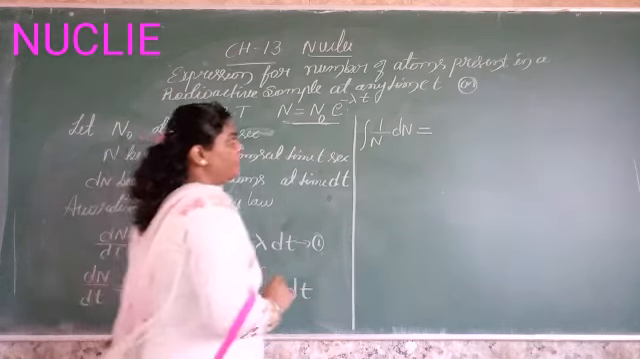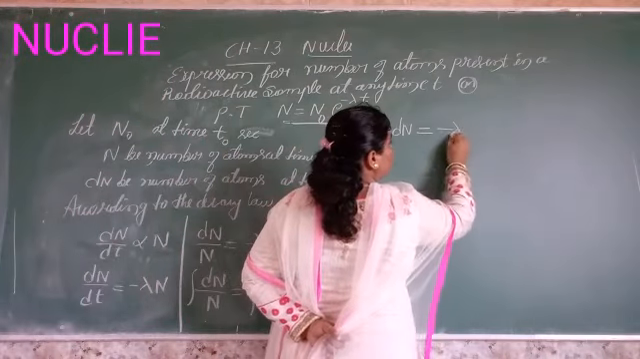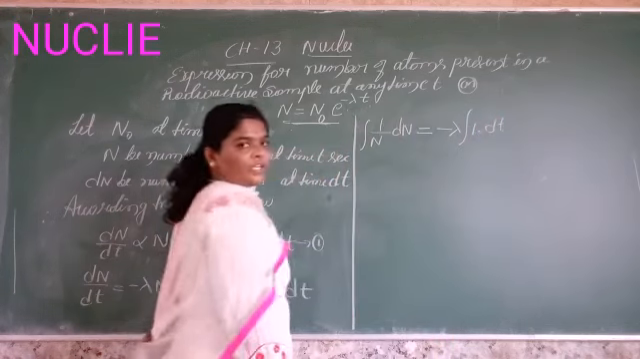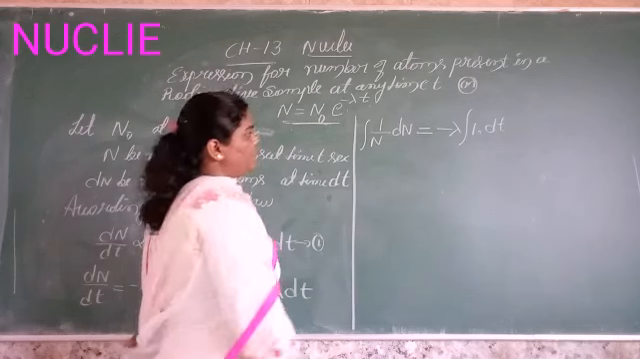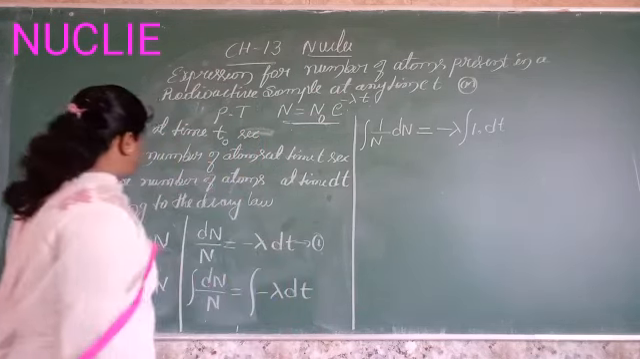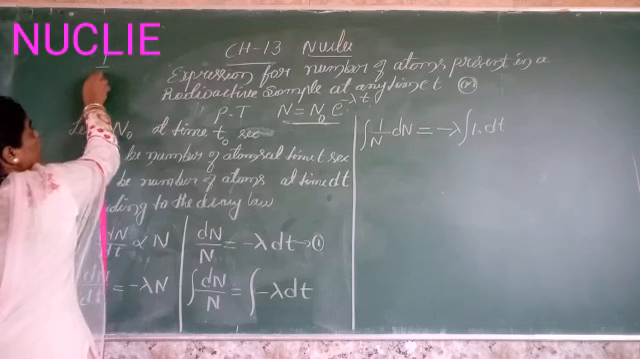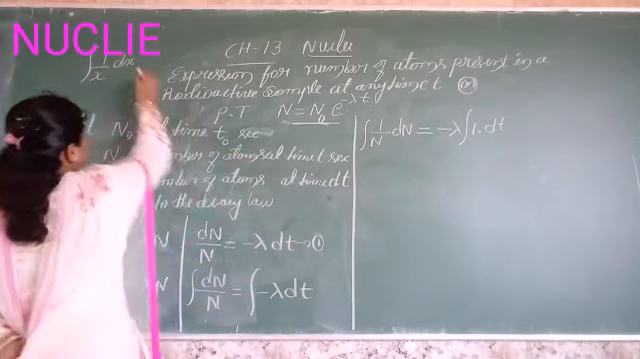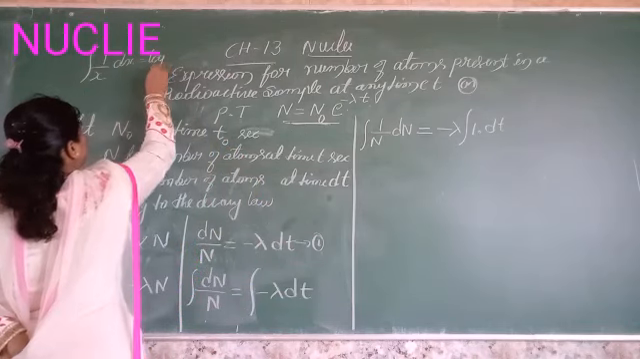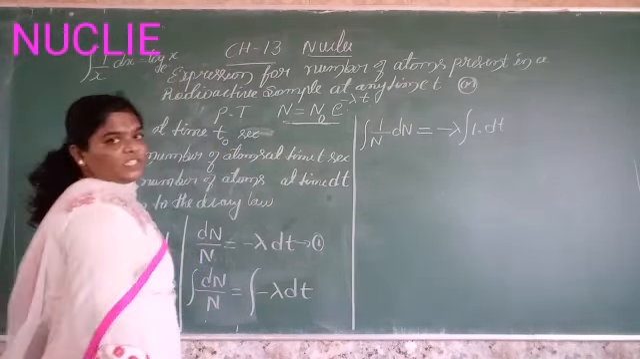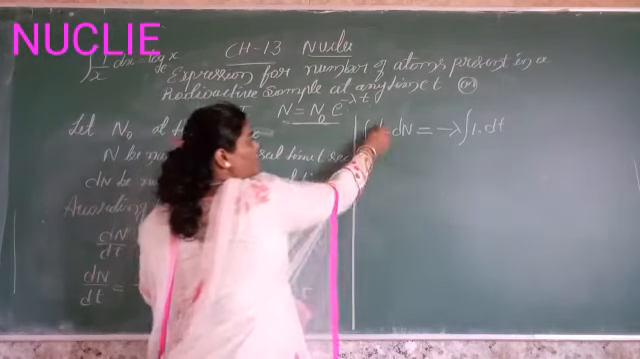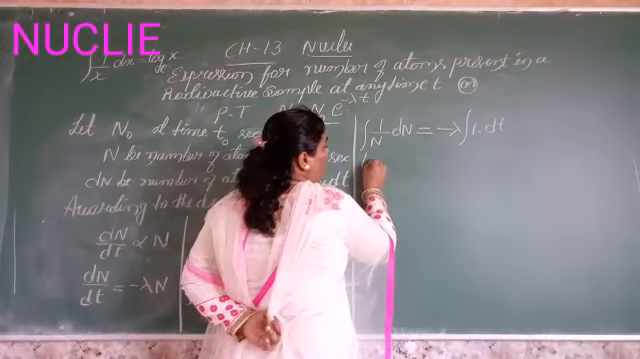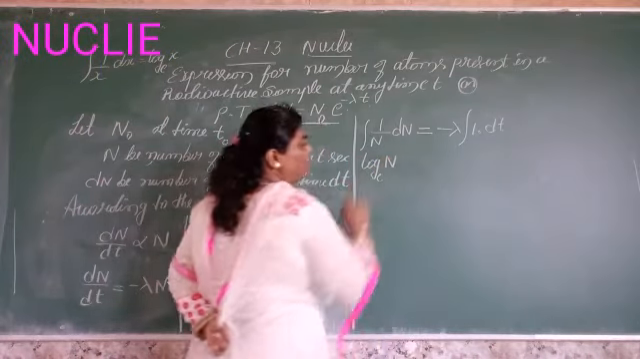So constant, what I do is take the integration outside: minus lambda integration of 1 into dt. So we know the general formula. The integration of 1 by x into dx is log base e x. It's an integration formula. So here, 1 by n into dn, with the same formula when I integrate, I can write log base e n.